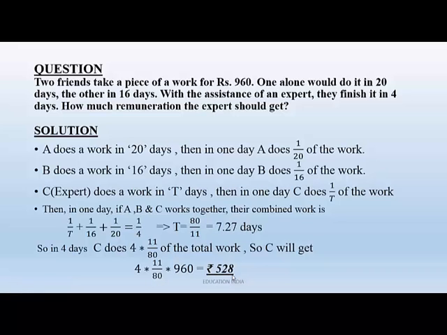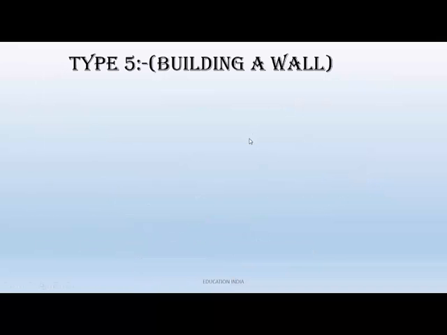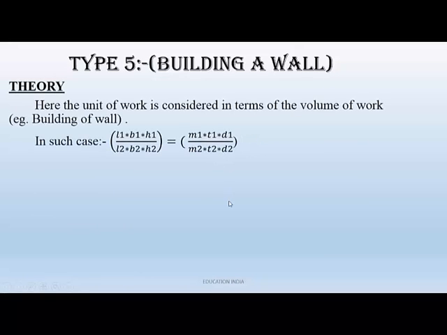You know the alone time of A and B, so you should be able to find out the remuneration for A and B. Okay, the next concept is about building a wall. Here the unit of work is considered in terms of the volume of work. Let's assume that the volume of work is, here, the case of building of a wall. So the unit of work depends upon the volume of the wall.